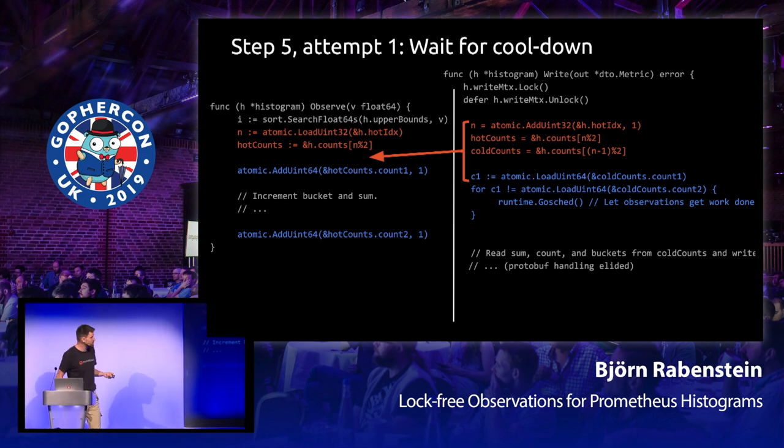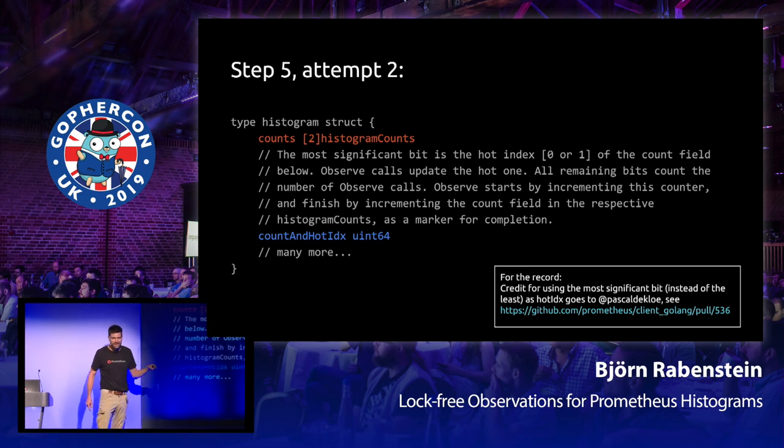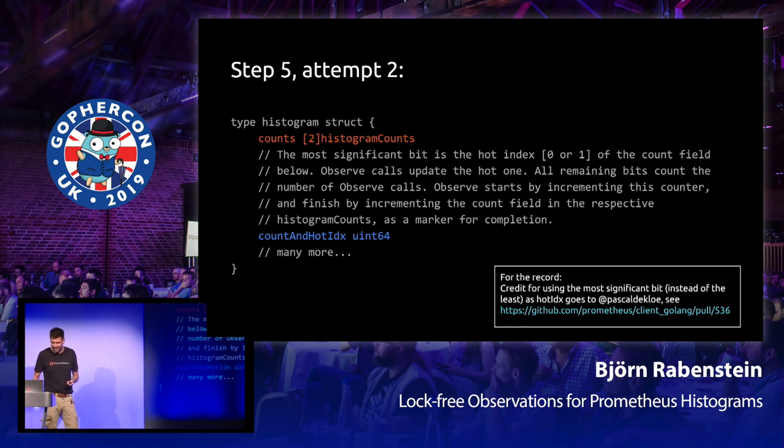So we have to do something about it. Ideas how to do two things in one? You can't, right? But you can put two things into one integer. Why not, right? 63 bits ought to be enough for anybody. So that's the idea. You can actually make some back of an envelope calculations. How many observations can you actually do during your lifetime or the lifetime of your binary? And you actually will find out that 63 bits are plenty. So we can totally use the least significant 63 bits of this int64 for our count and use the first bit for the marker which index is the hot one.